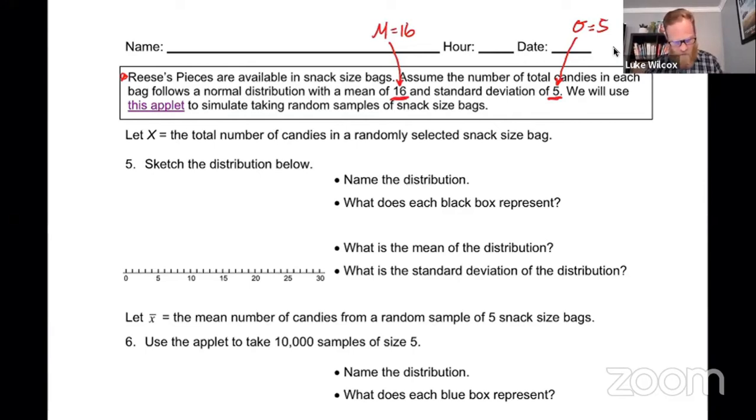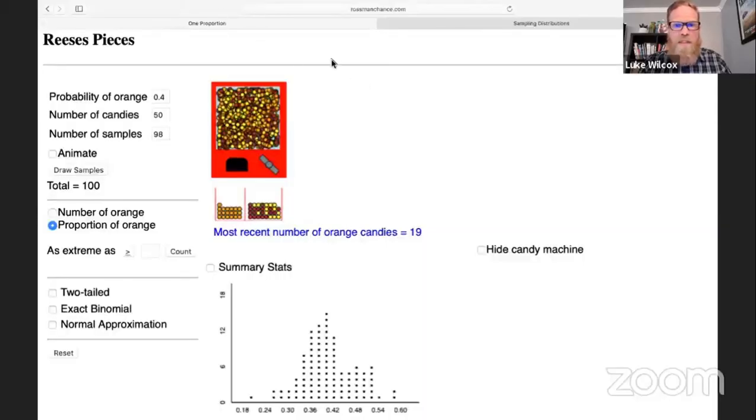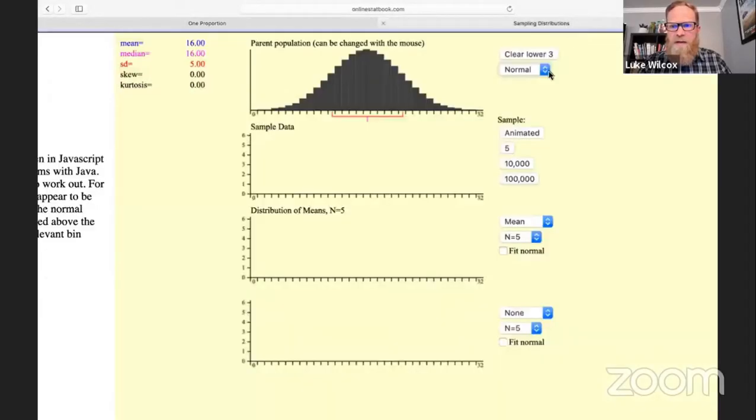All right, so here we go. Let x equal the total number of candies in a randomly selected snack size bag. Sketch the distribution below. You're going to have to see what this looks like in the applet here, so let me jump over to the applet. And this is the applet that we're going to be using here. That first distribution that you're seeing right on the top there, that's the distribution of all of the bags of snack size Reese's Pieces, counting up the number of total candies in each bag.